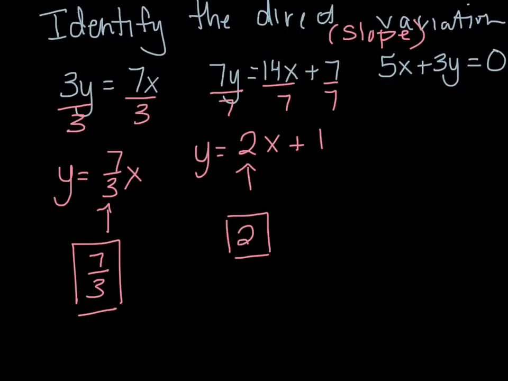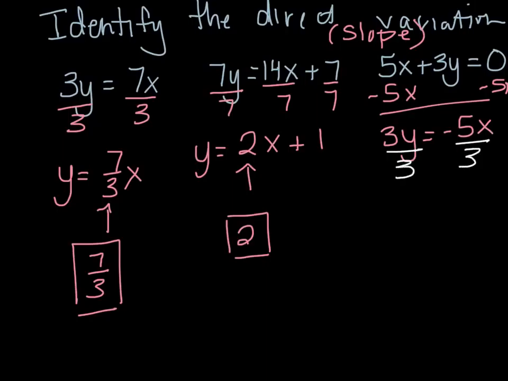The last one, we have a couple extra steps. So the first thing I'm going to do is I'm going to subtract 5x to the other side. So I have 3y equals negative 5x. Then I am going to divide both sides by 3. So y equals negative 5/3 x. My direct variation is the slope, which is negative 5/3.